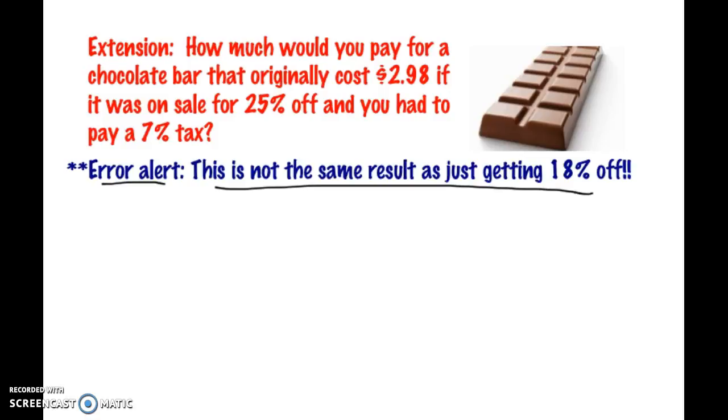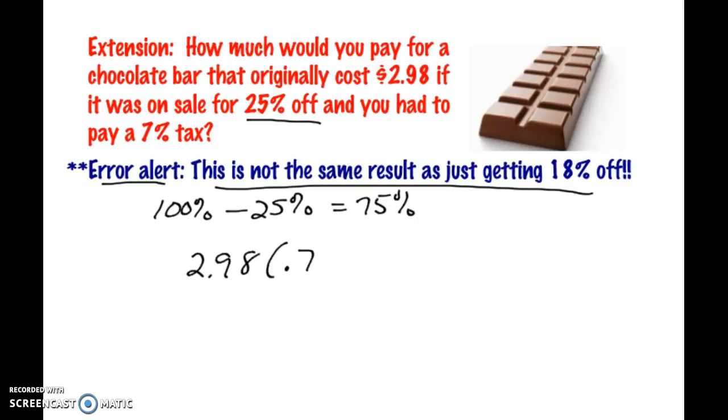So since I like method 2 better, I'm going to do that. I'm going to say it was on sale 25% off. So it was 100%, but I'm taking 25% off. So I'm paying 75% of it. So I'm going to start with $2.98 times 0.75. So when I do 2.98 times 0.75, I get 2.235. And I don't want to round this answer yet because usually that throws it off a little bit.